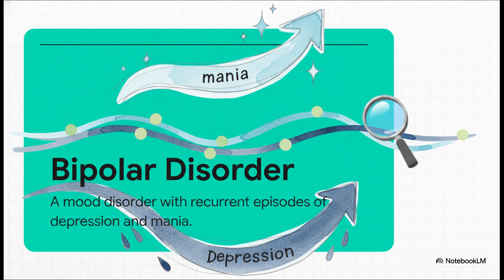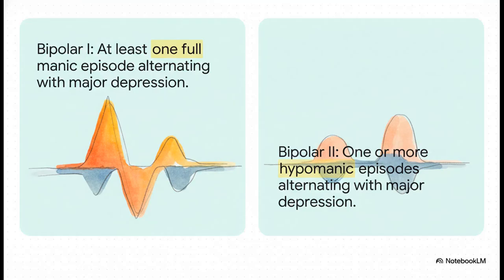And it's also super important to remember that in between these episodes, many clients can and do have periods of totally normal functioning. Okay, this is where a lot of students get tripped up, so let's clear it up right now. The biggest difference between bipolar 1 and bipolar 2 is just how high the high is. Bipolar 1 has at least one full-blown manic episode. We're talking severe, often needs hospitalization. Bipolar 2, on the other hand, has what's called hypomania, which is a less intense version. So an easy way to remember this is bipolar 1 is the one with the most extreme mania.